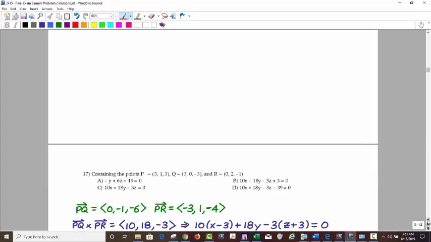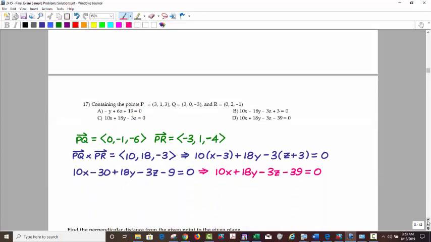The last problem gave us a normal vector to the plane and a point. This gives us 3 points. That's also another way you can still do this. All you have to do is create 2 vectors between any of those 3 points, and then you take those 2 vectors and you cross product them to get the normal vector that you need.